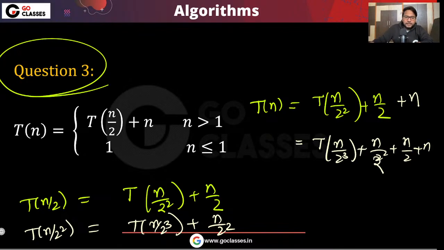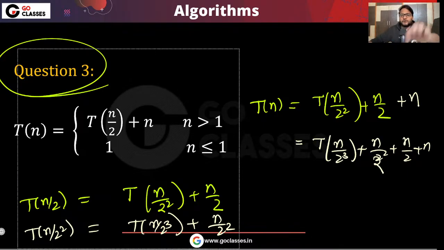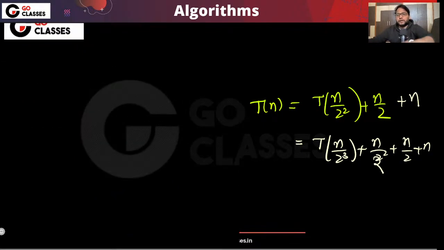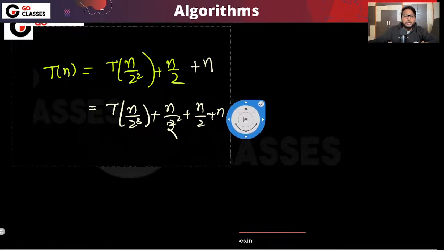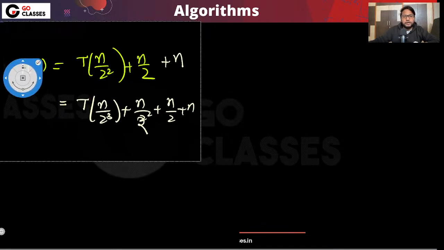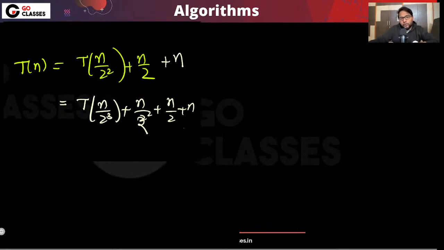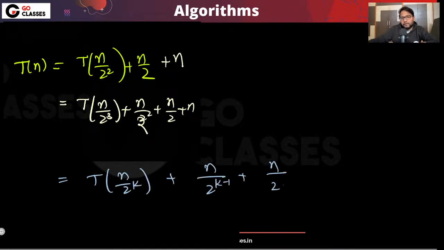So basically what we have got is this. Let me remove this and write it here. Now tell me, if we have got this, how to solve further? Do you need to add this or do you need to observe the pattern? You need to observe the pattern, right? So what is the pattern? It is n by 2, n like this. Now if it is T(n upon 2 power k), then you will say it is n upon 2 power k minus 1, n upon 2 power k minus 2, and so on, plus n by 2 plus n.